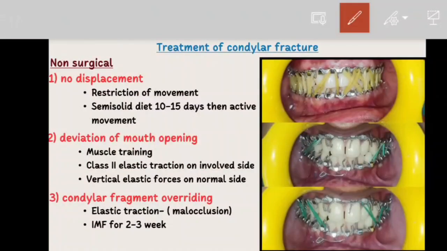Now the treatment of the condylar fracture. One is non-surgical. Case 1 is no displacement: restriction of the movement, semi-solid diet for 10 to 15 days, then active jaw movement.